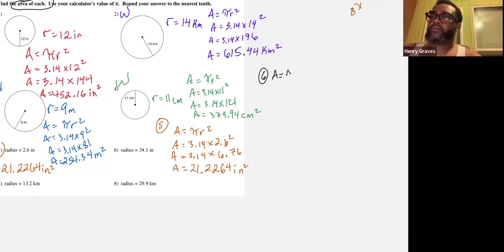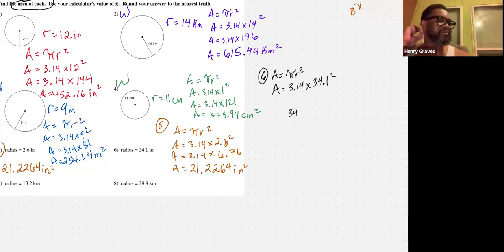I'm going to now plug in my numbers. 3.14 times 34.1 to the second power. Ugh, what do I do? Well, you know what? I'm just going to go ahead and cheat again. I'm going to just go ahead and multiply 341 by itself, and then put my decimal places at the end. Okay, so that way it doesn't look as scary, right?